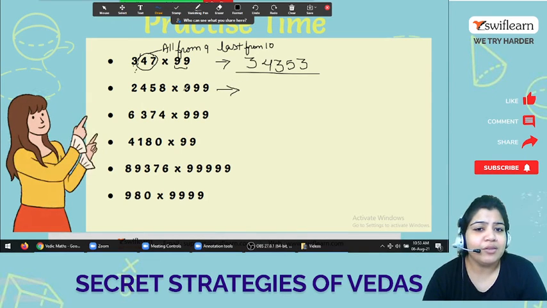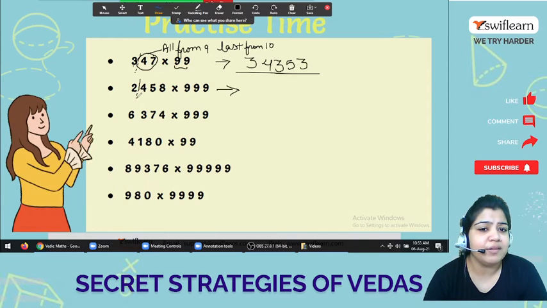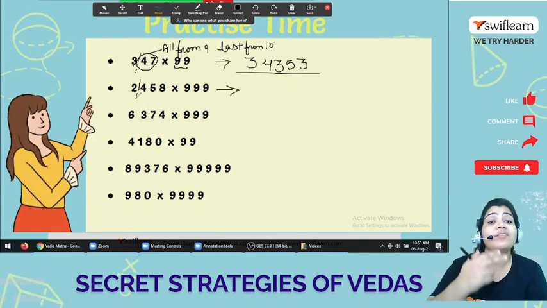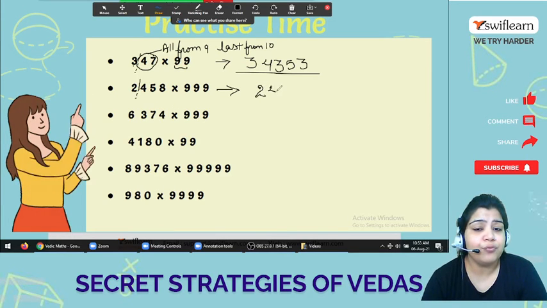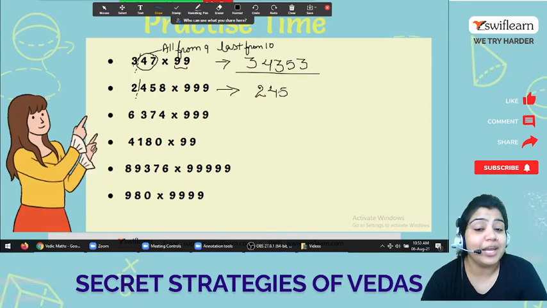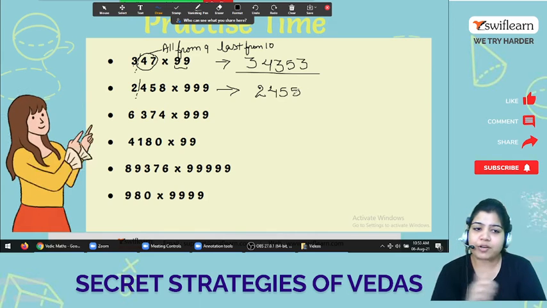So again, 3 9s, so I leave 3 digits here. One more than 2 is 3, and that will be subtracted. So 2, 4, 5 and 8 minus 3 is 5. That's the first part of the answer.